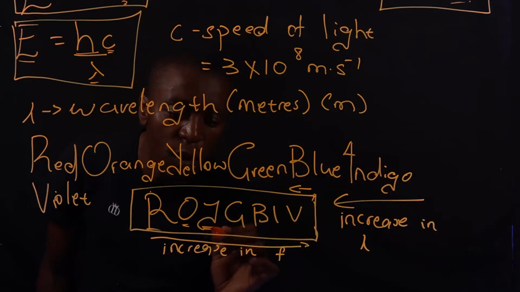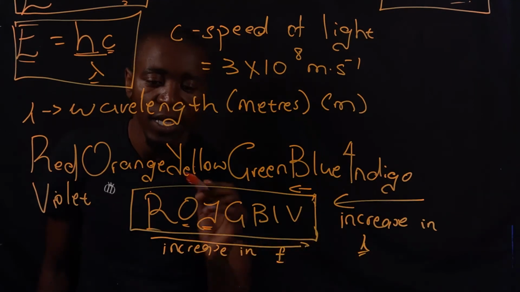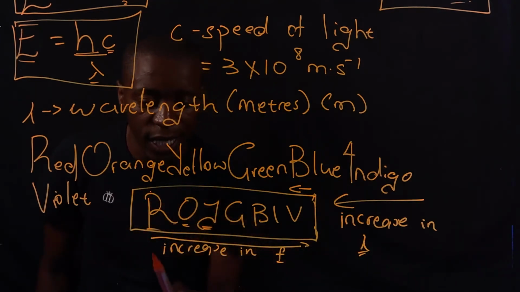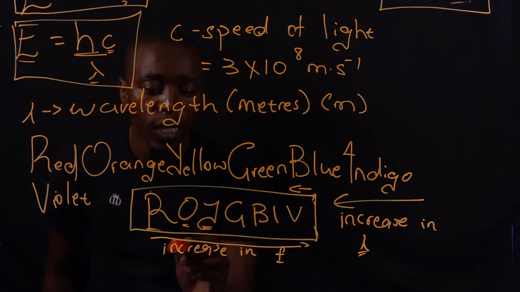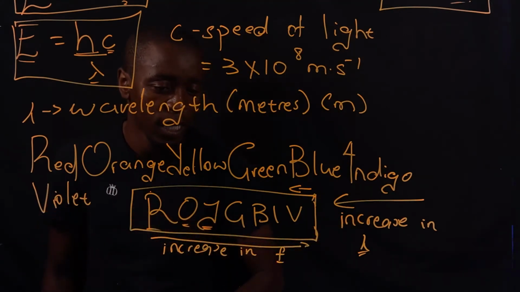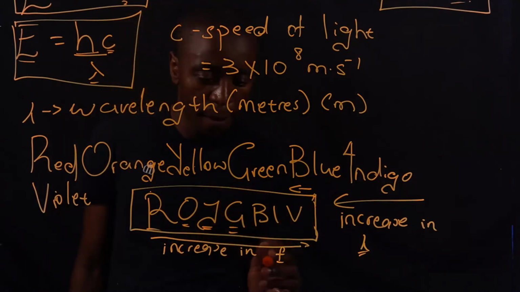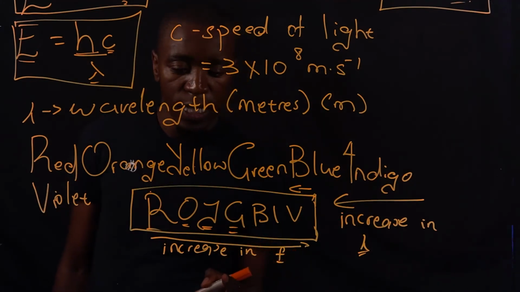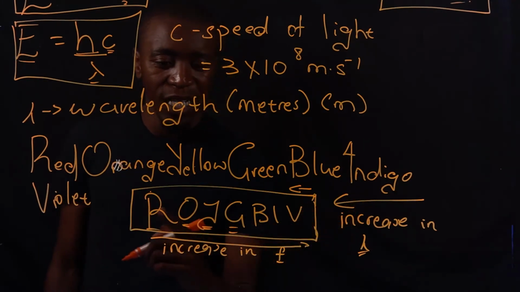Yellow has higher frequency, but lower wavelength than both orange and red. So it means the frequency of yellow light is a bit stronger than that of orange and red, but the wavelength of it is way lower than orange and red. The same thing applies with green. Green has higher frequency than yellow, orange, and red, but lower wavelength than yellow, orange, and red.